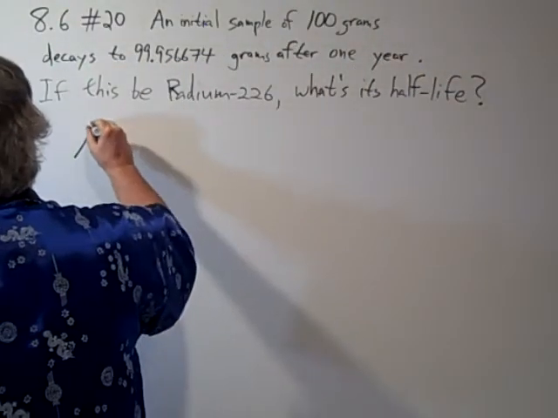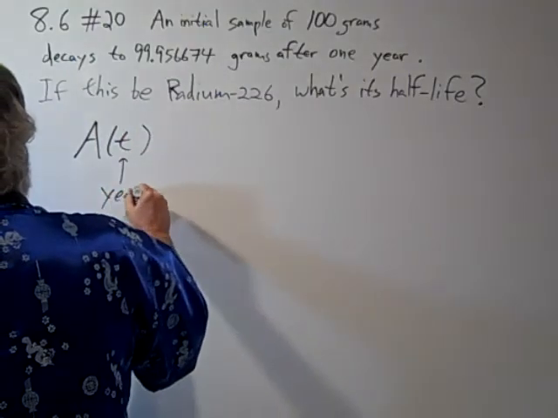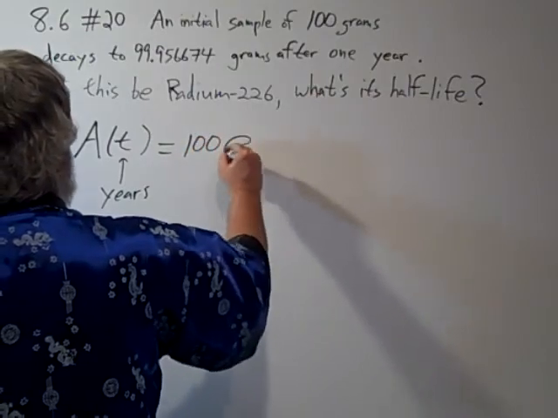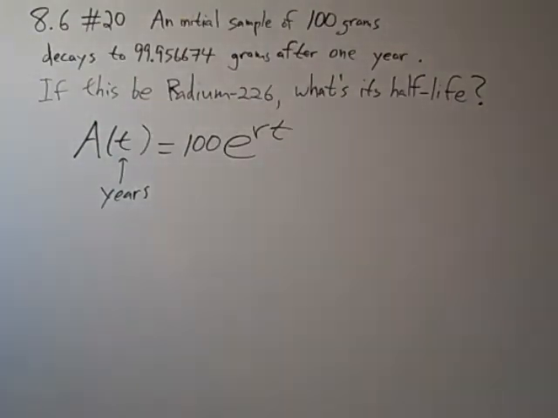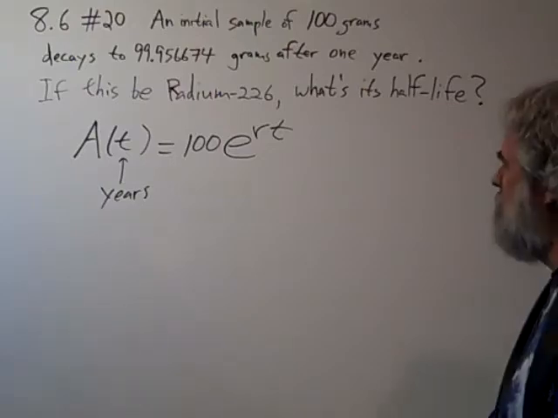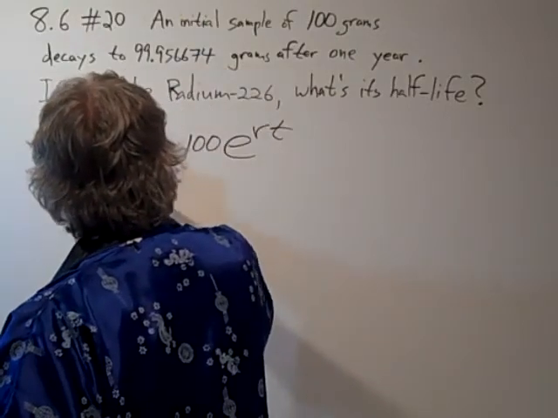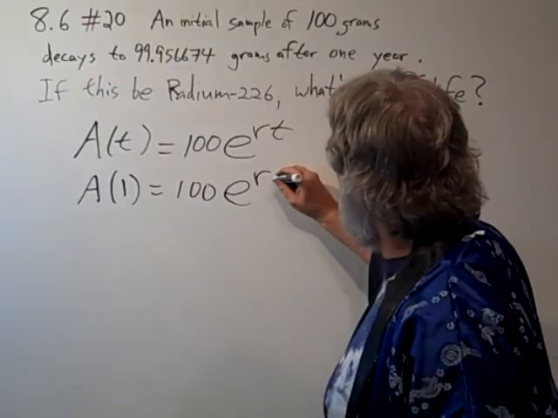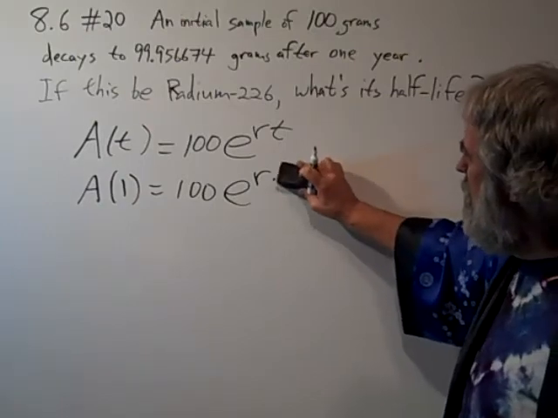So for its decay equation, the amount after time t, given in years, is equal to the initial amount, 100 grams, times e to the RT, where R is the decay rate for this radium-226. Now, after 1 year, we know how much is left, so let's make use of that. So the amount left after 1 year is 100 times e to the R times 1, when t equals 1, but R times 1 is just R.